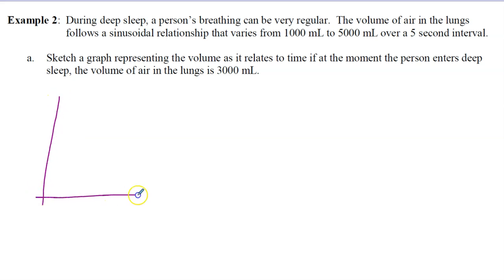Okay. So let's say we got 1,000, that'll be 2,000, 3,000, 4,000, and 5,000. So that's volume in milliliters. And this is time in seconds.